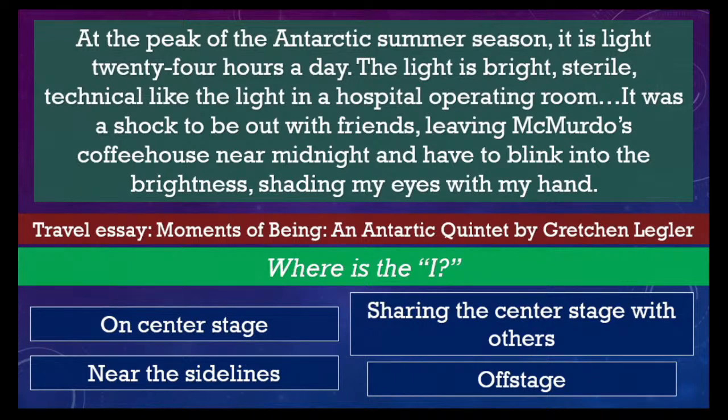Okay, I believe that you would agree with me when I say that the voice is near the sidelines. Look at the first two sentences. The I is more focused on the scenery than his or her own thoughts. Even in the third sentence, you will see that the I is more of someone who describes the moment than describe what he or she, or let's just say she, what she feels about the moment. This is very appropriate, of course, in a travel essay because the focus must be on the destination, not on the people describing it. Okay, how about this one?